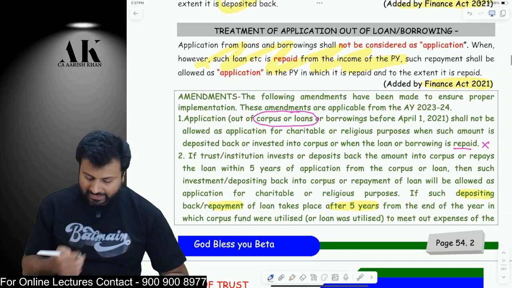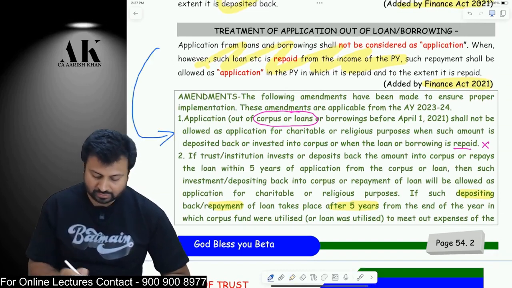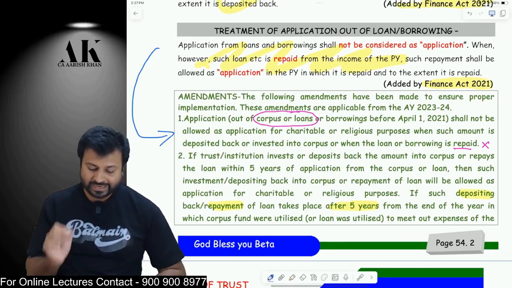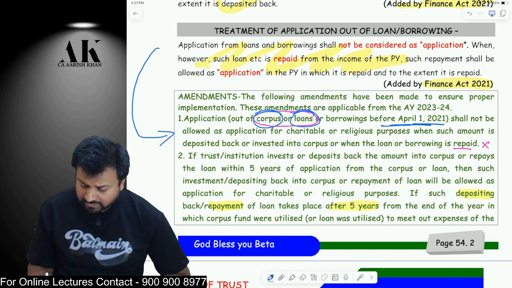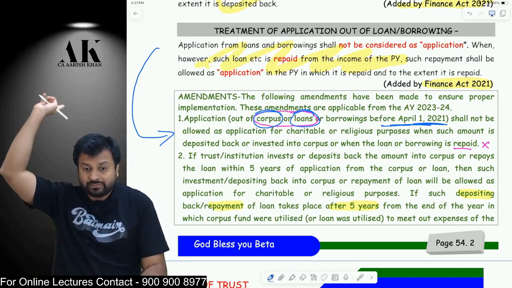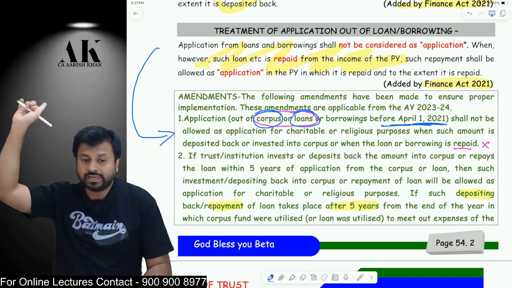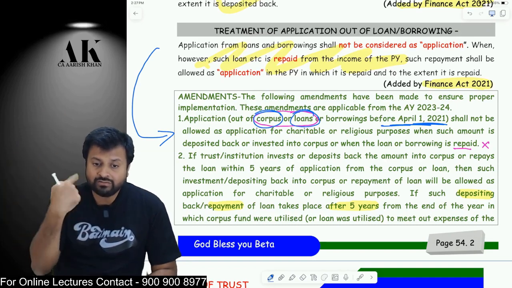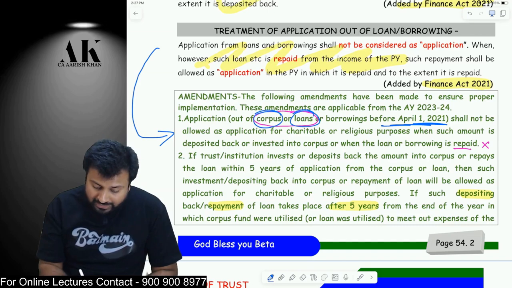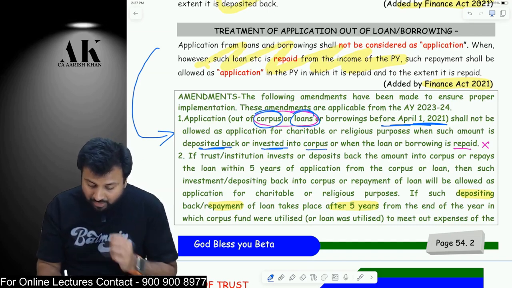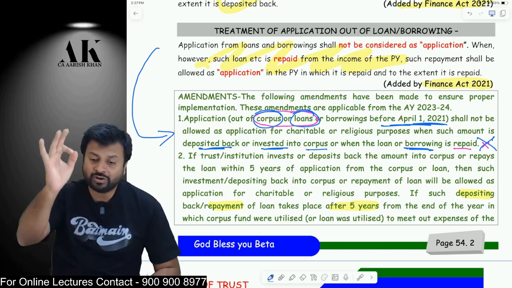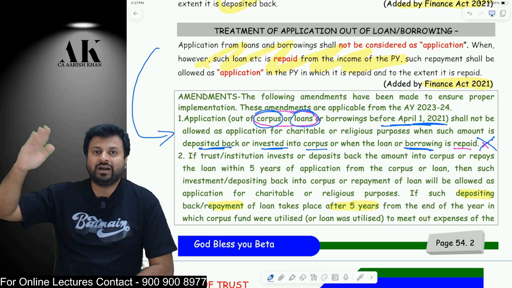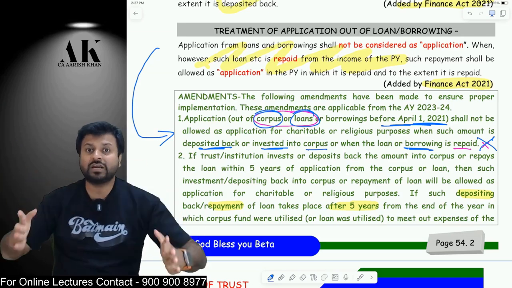Now, a related clarificatory amendment has been made by Finance Act 2023 over here, that any corpus which was there before 2021 and the loan which was taken before 2021, and now if you deposit back that corpus and invest that corpus or if you repay the loan, then that will not be allowed as deduction. Why? It is very logical, because before 2021 it was allowed as an exemption without doing this.